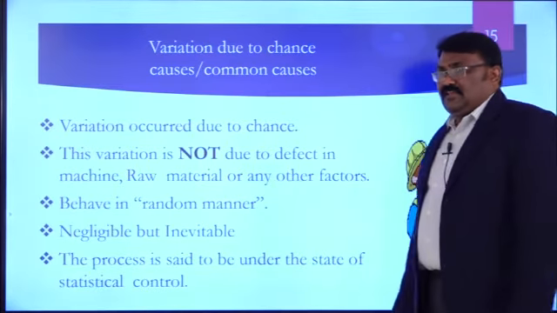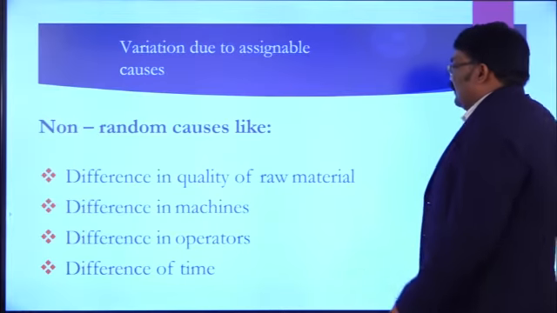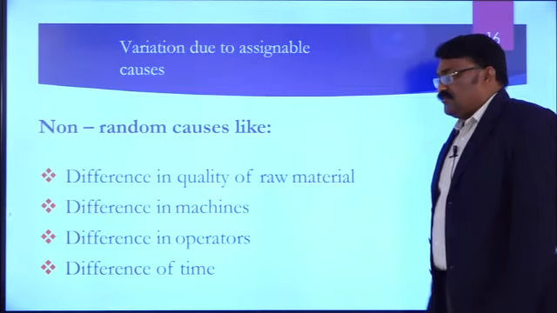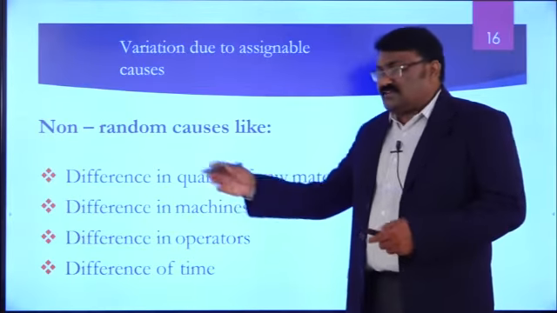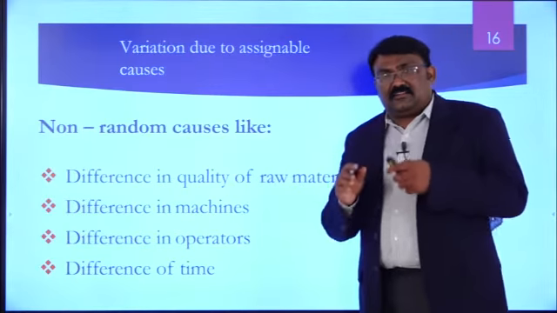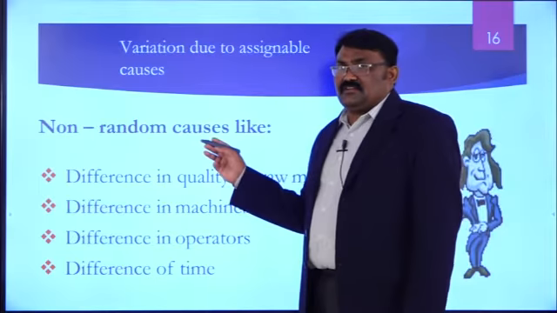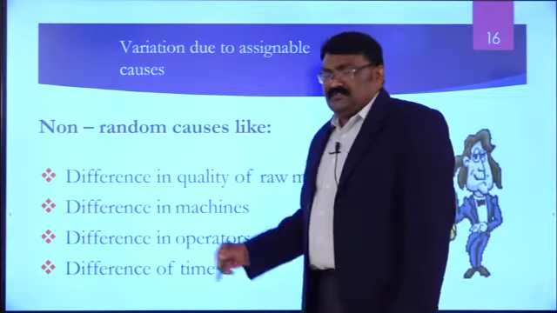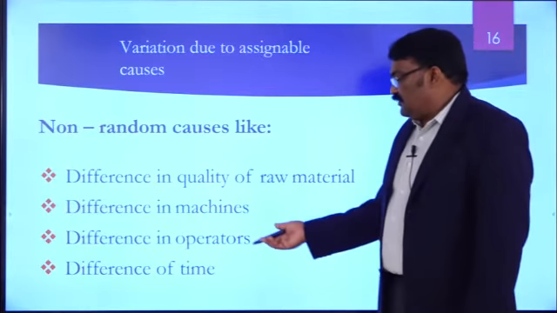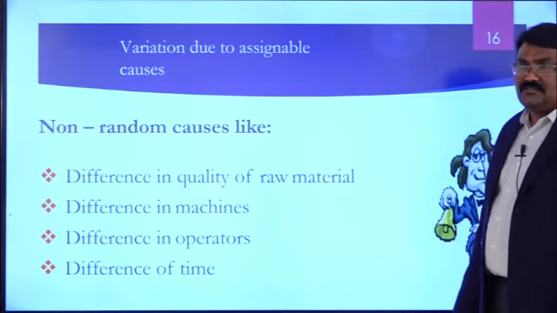But in case of the previous one, the assignable one, the non-random causes like difference in the quality of raw material, that is, once we have understood the whole process. After understanding the whole process, the raw material defect may be the reason for the variation; difference in the machinery could be the reason; difference in the operators could be the reason; or difference of time could be the reason for variation due to the assignable cause.